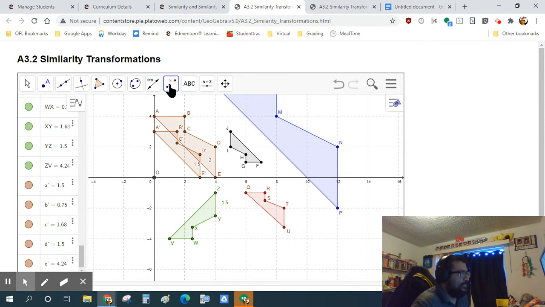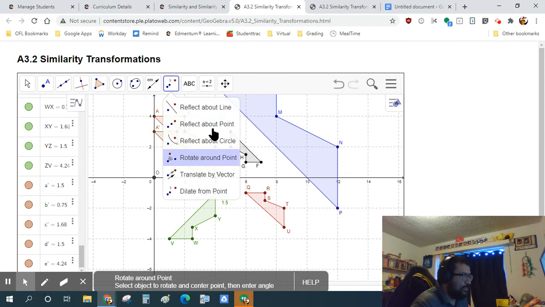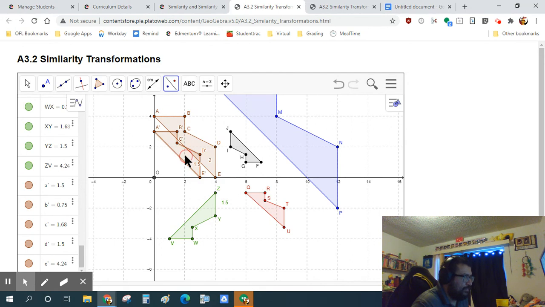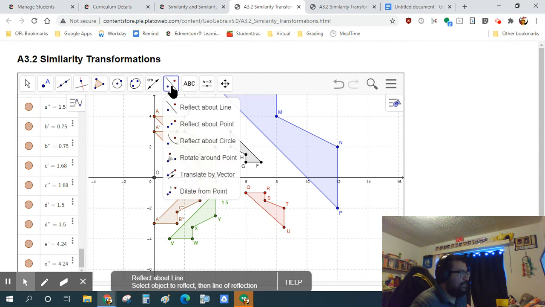So now let's do the reflection. So go to my transformation tools. I am going to reflect. So I grab this, reflect it from here. All right, cool. So now I have a reflection. Now all I have to do is translate.